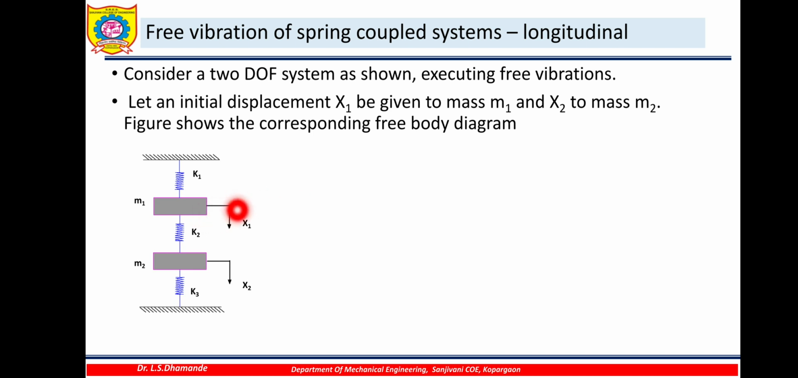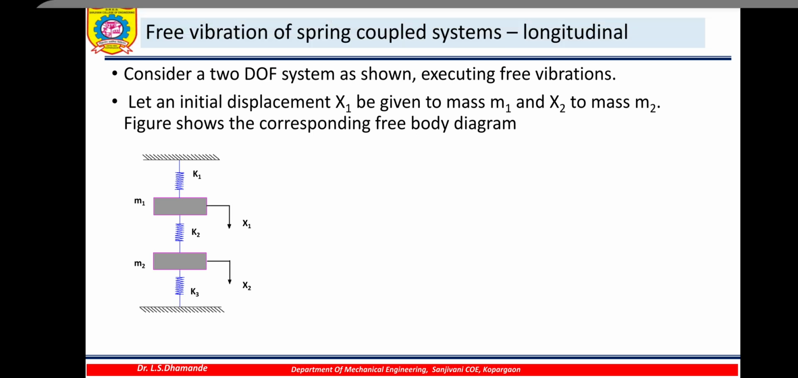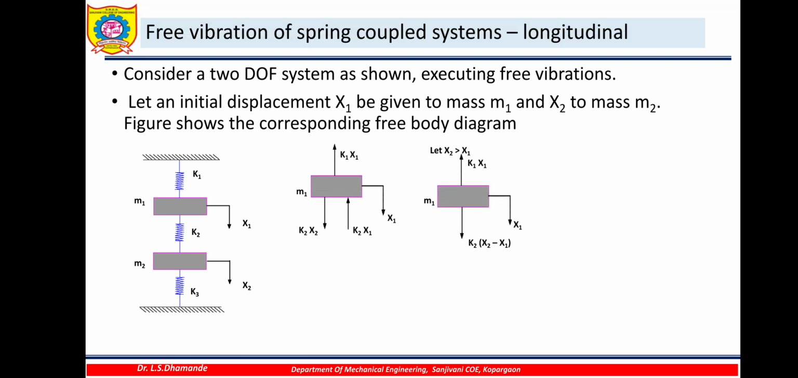So definitely the motion of this particular mass is in the downward direction, so this particular spring will be under tension because of this X1, and this K2 will be under compression. When it is in tension, it will try to pull this block in the upward direction, and due to compression it will also try to push this block in the upward direction. So the free body diagram becomes like this. Here you can see K1 into X1 is the upward force acting on this particular mass, and K2 into X1 is also acting in the upward direction on this mass.